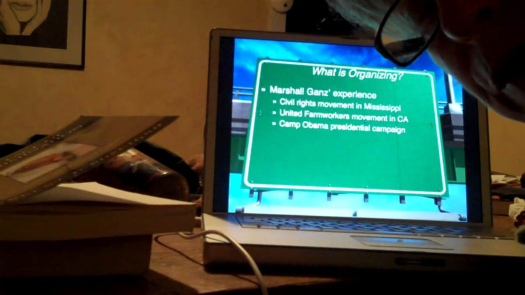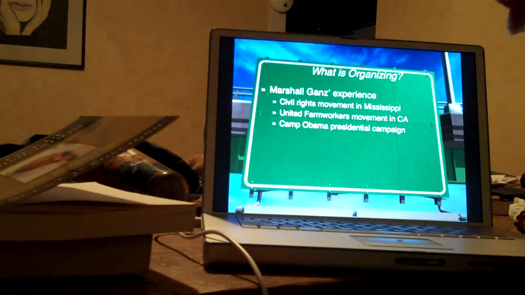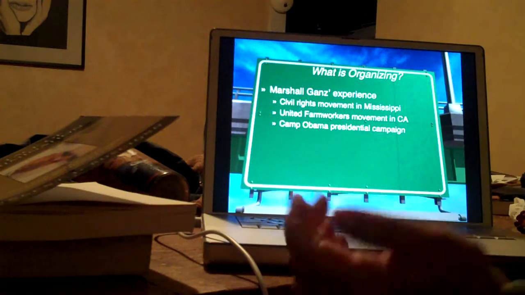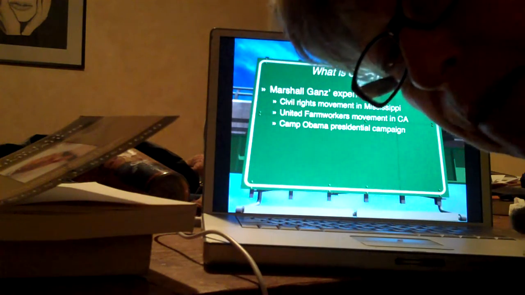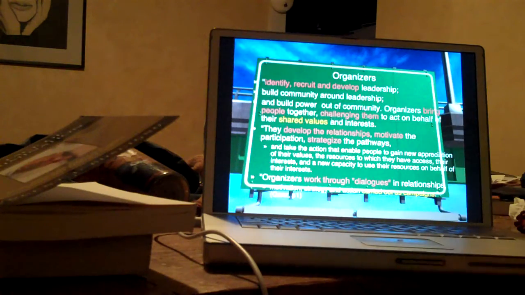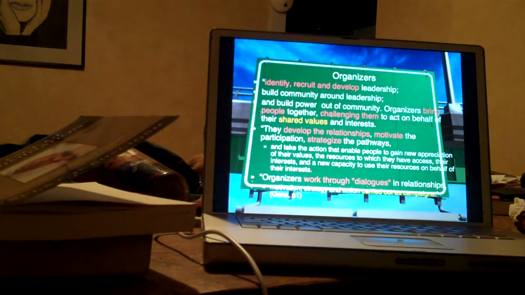What is Organizing is our first reading this week. Marshall Ganz is the author, and his experience draws from the Civil Rights Movement, the United Farm Workers Movement, the union organizing drive by farm workers, and the presidential campaign of Obama. He helped organize the Camp Obamas. So pretty good qualifications. And I just am quoting here the first paragraph. I know some of you have already read this and have made some comments on the Blackboard, but I want to just say that it's worth it to look carefully at this essay.